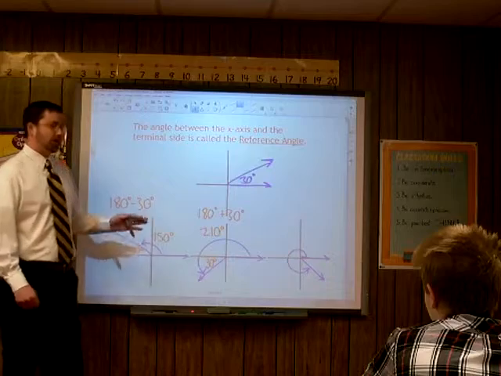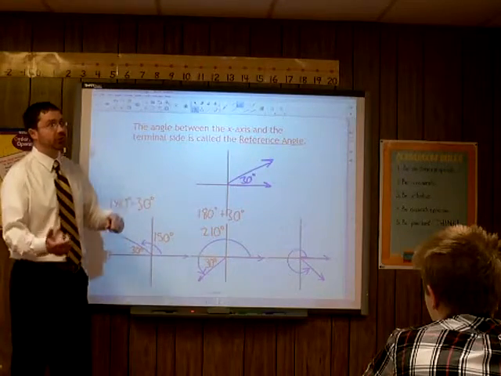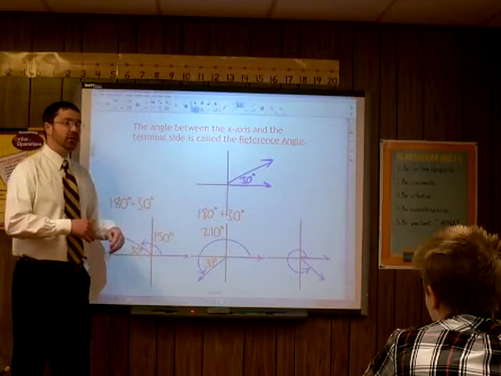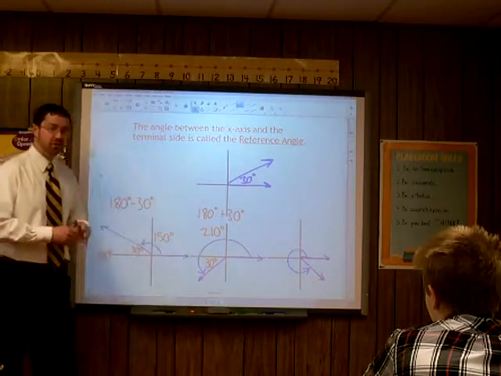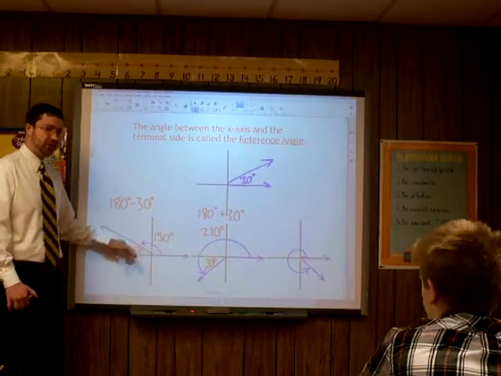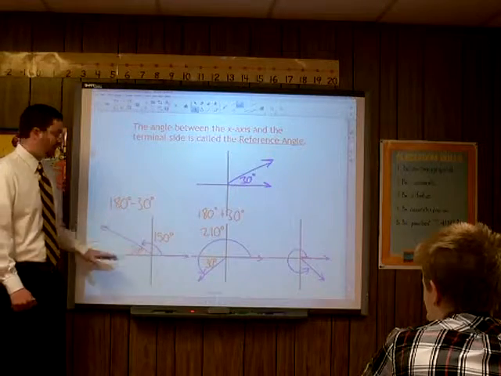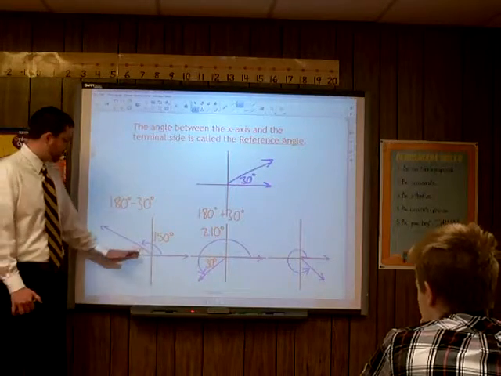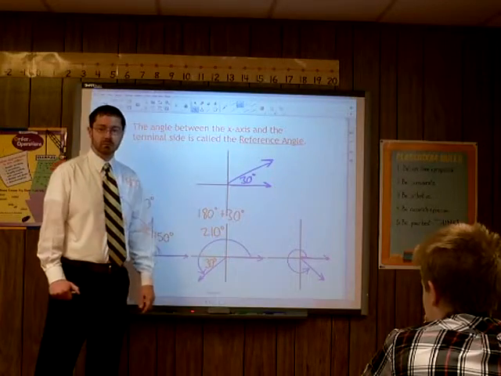Now, I would warn against trying to just memorize: second quadrant, I subtract; third quadrant, I add. Just think. We don't have to memorize here. We know it's the angle between the x-axis and the terminal side. So look, where would that be? And then use that 180. Am I short of the 180 or am I past the 180?